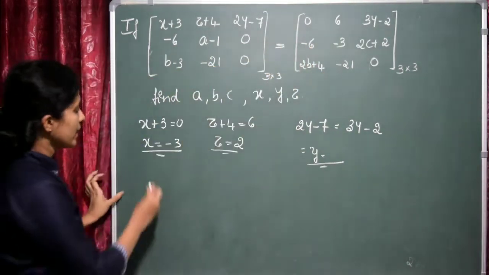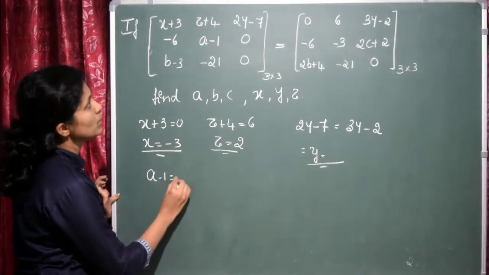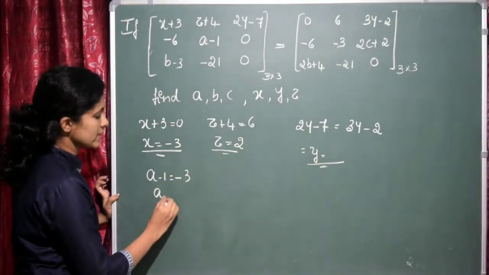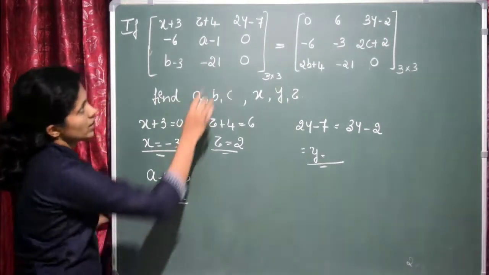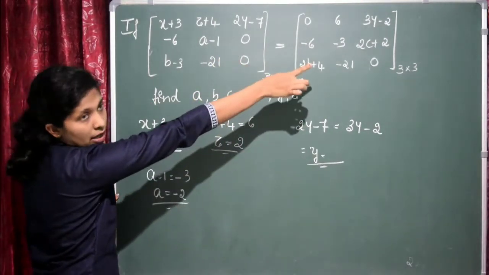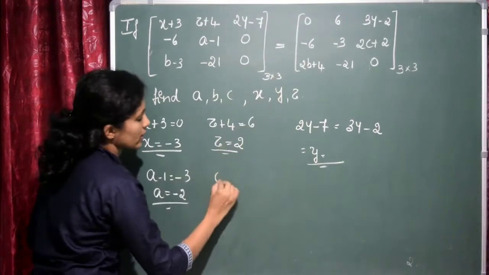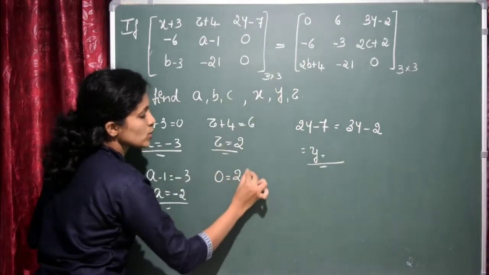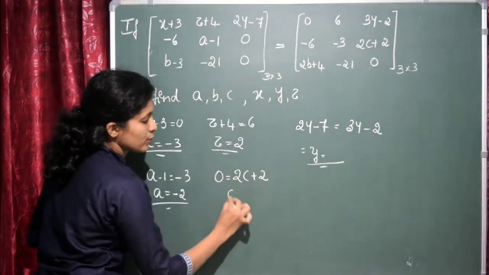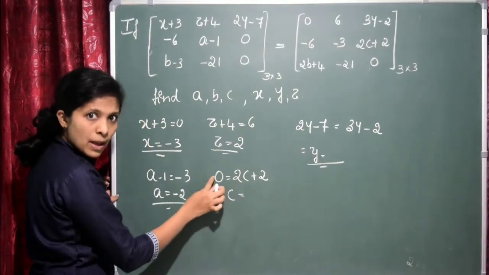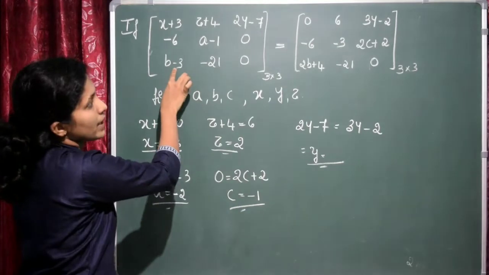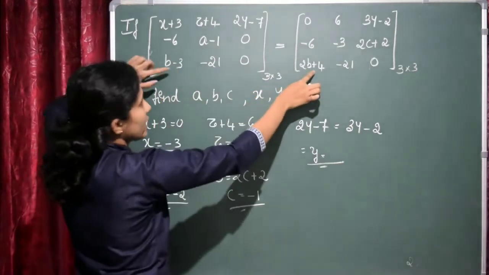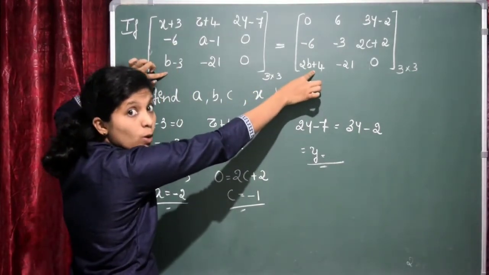Next, a minus 1 is equal to minus 3. So the value of a is equal to minus 3 plus 1, which will be equal to minus 2. Next, 0 is equal to 2c plus 2. So I can write 0 is equal to 2c plus 2. So the value of c is equal to, 2c will be minus 2, so c is equal to minus 1, right?